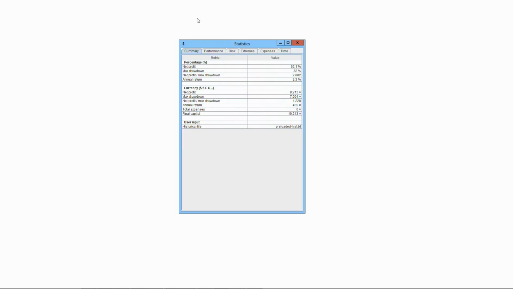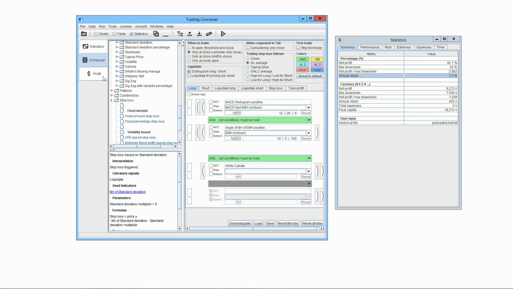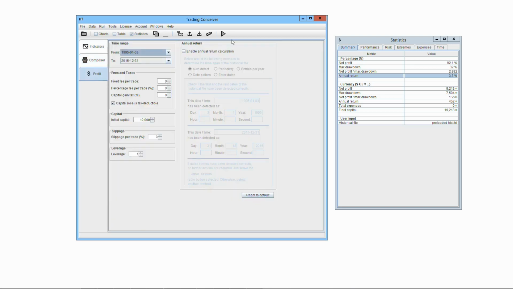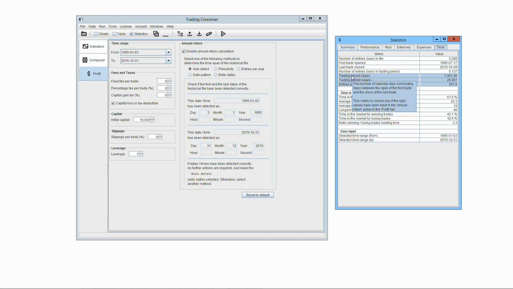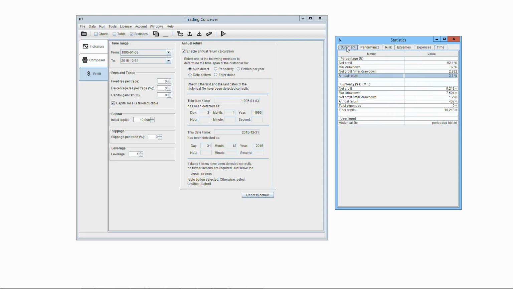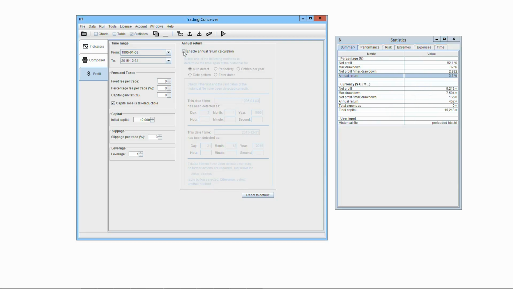If you want to know the annual return, follow these steps. First off, select the main tab Profit. Select the checkbox Enable Annual Return Calculation. If this checkbox is selected, the annual return will be calculated and shown in the statistics. As a corollary, other metrics will be calculated and shown in the statistics, such as the trading period in days and years and entries per year. If the checkbox is not selected, the annual return will not be calculated and will not appear in the statistics.